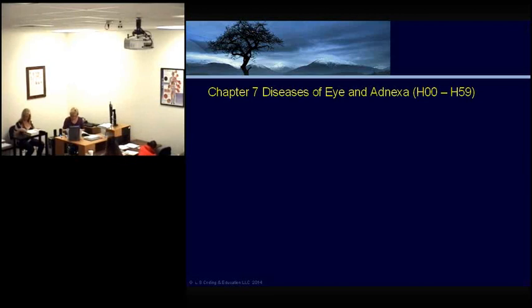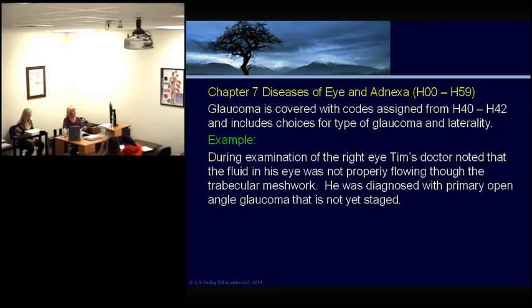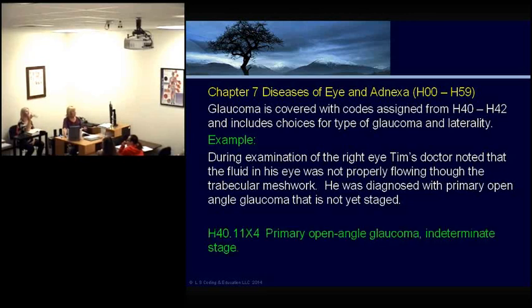It's on page 11, Chapter 7, Diseases of Eye and Adnexa, Glaucoma. Okay, so glaucoma is covered with the codes H40 through H42 and includes choices for type of glaucoma and laterality. An example would be during exam of the right eye, Tim's doctor noted that the fluid in his eye was not properly flowing through the trabecular meshwork. He was diagnosed with primary open-angle glaucoma that is not yet staged. You would end up with H40.11X4.